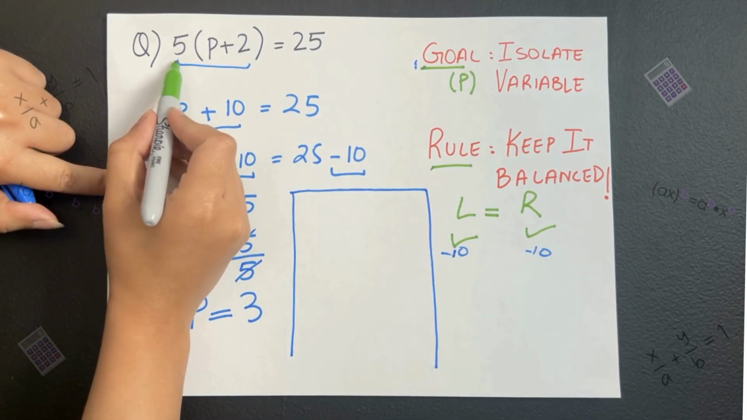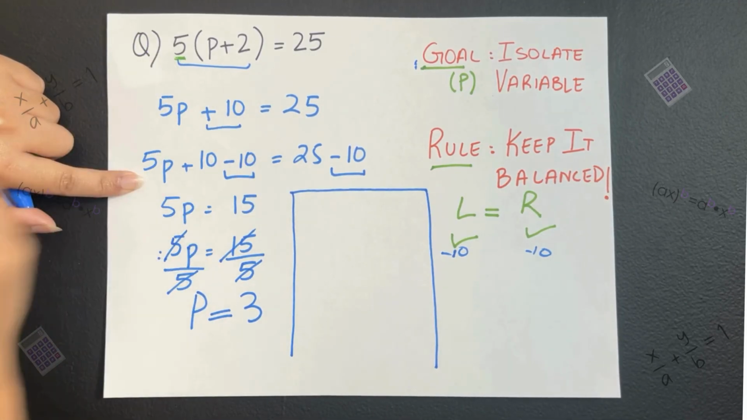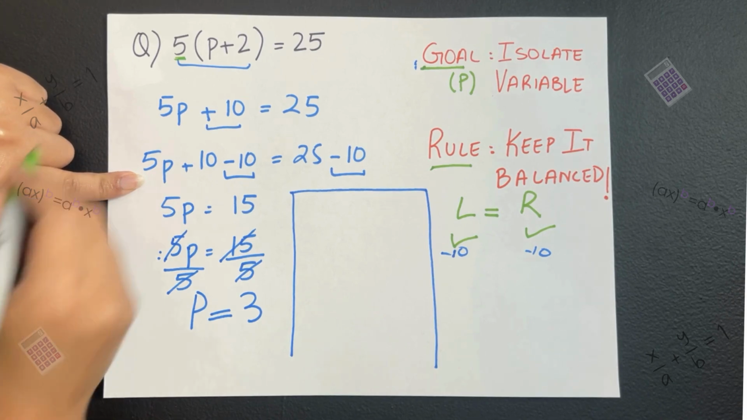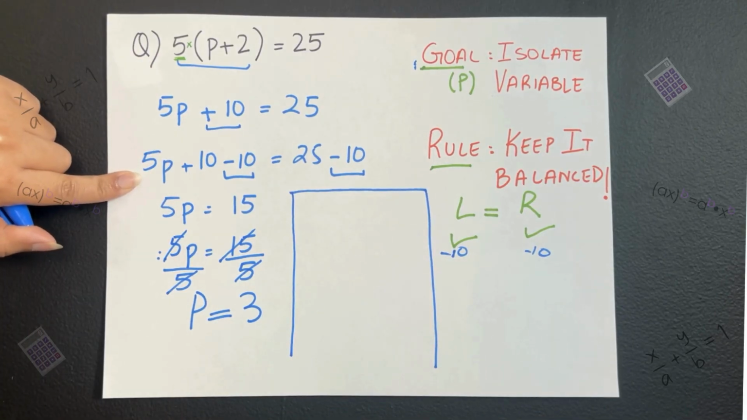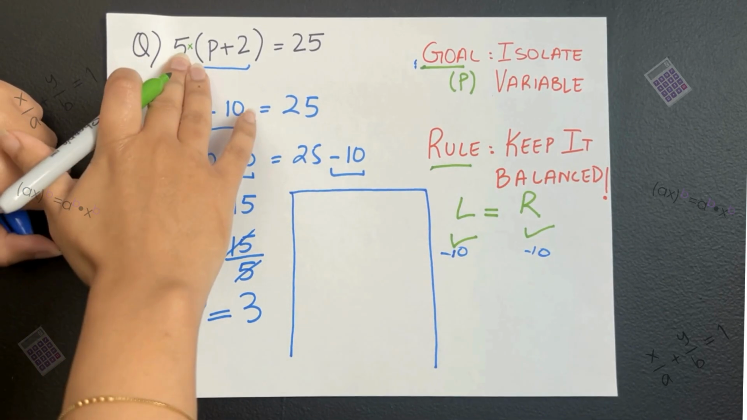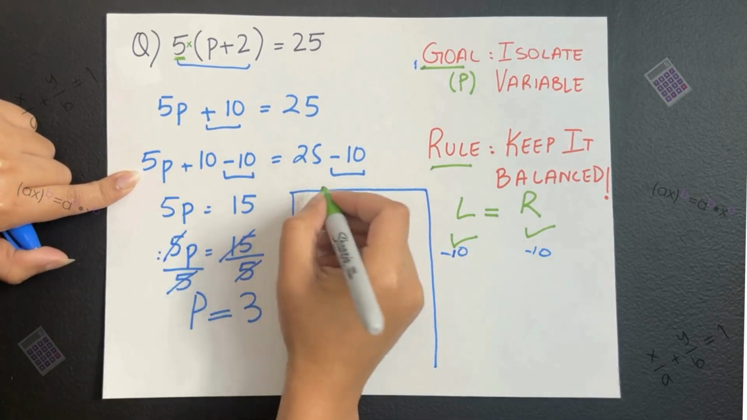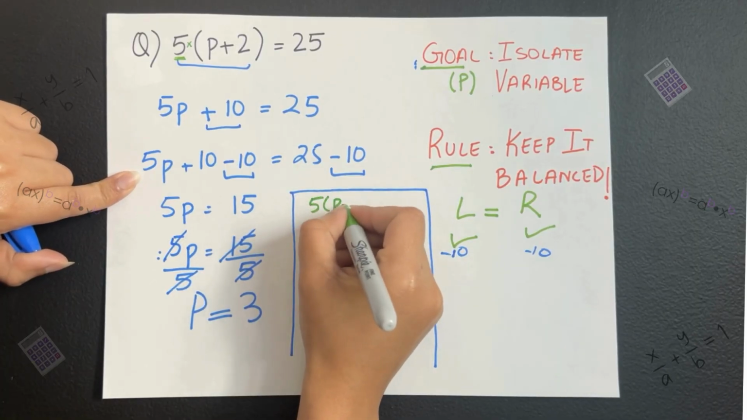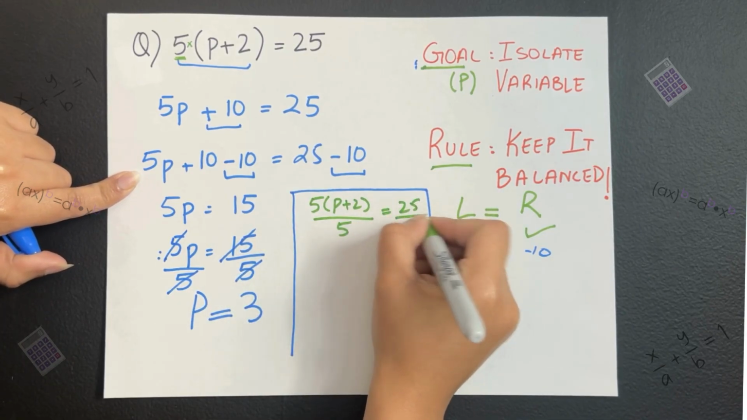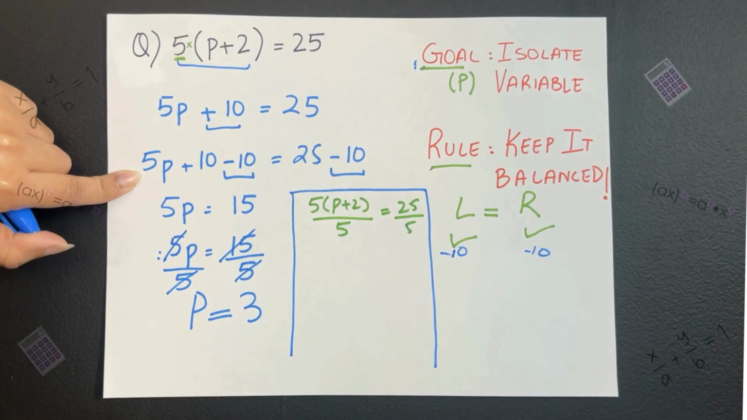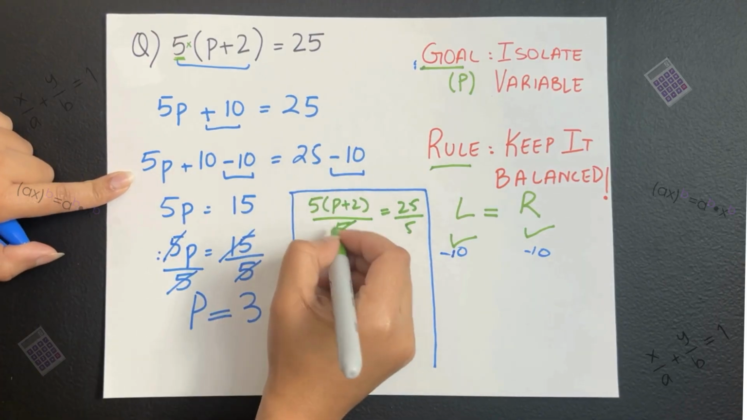So instead of multiplying everything in the bracket, I'll try to remove this 5. How can I remove this 5? 5 times (p plus 2) means 5 is being multiplied with whatever is in the bracket. Now in order to remove this 5, I'll do the opposite of multiplication, that is division. So I'm going to divide everything by 5. And because we have to follow the rule to keep it balanced, that means the right side would also be divided by 5. Now this 5 is cancelled.